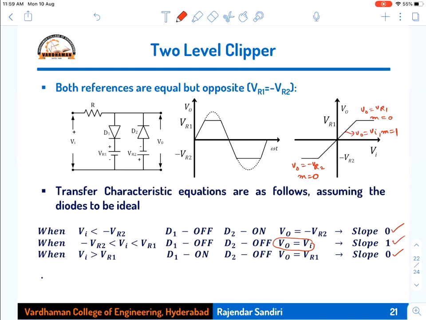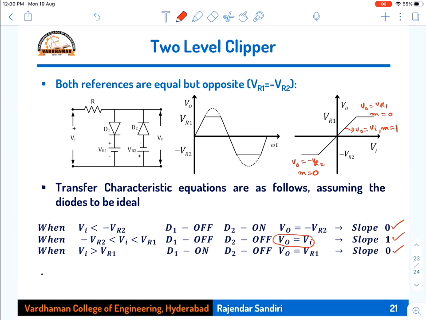The middle portion will be same as input, output voltage is same as input. Upper portion is clipped off and is equal to upper reference voltage. Lower portion is clipped off and its output voltage is equal to lower reference voltage. Okay, that way you can remember. So this is all about the case where both references are equal but opposite.